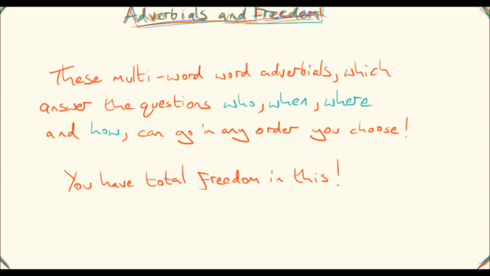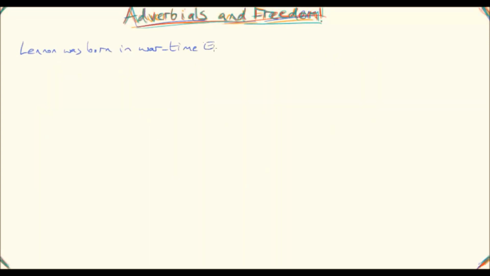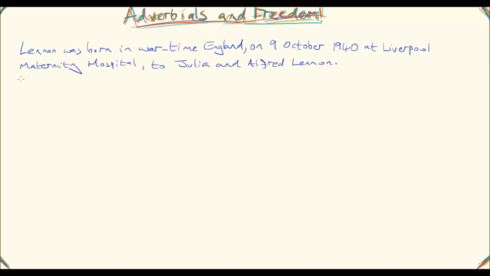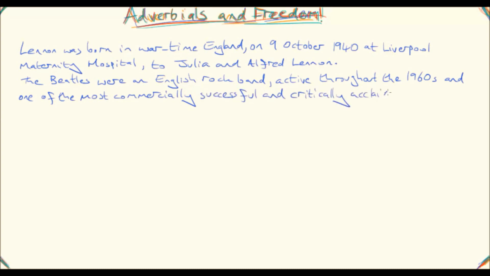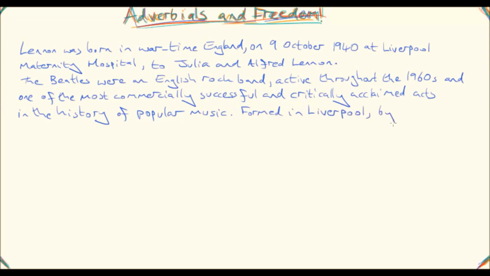Let's have a look at a real-world example, an example, in fact, that I took from Wikipedia. So coming up on the screen now is the article all about John Lennon, adapted from Wikipedia. So I didn't write it myself. And what I would like you to do is to go through it and underline everything that you see which is an adverbial. Anything which answers the question who, where, when, or how.